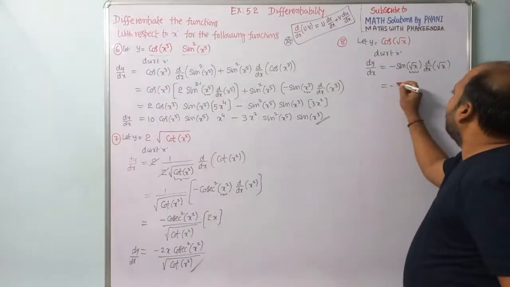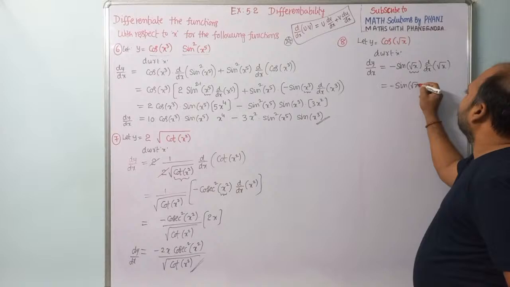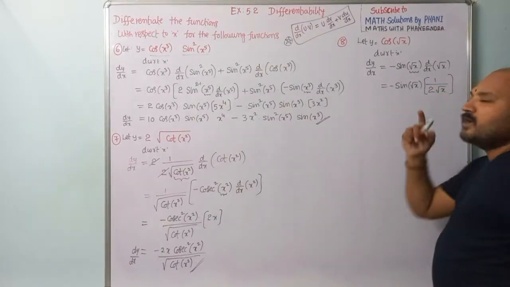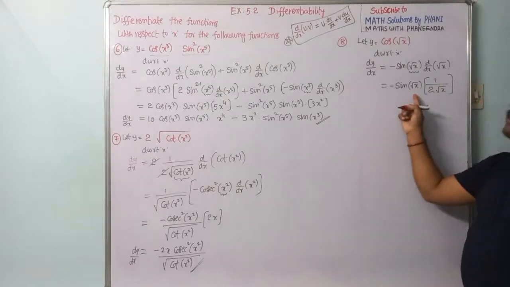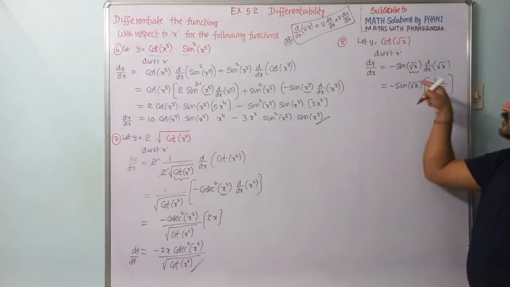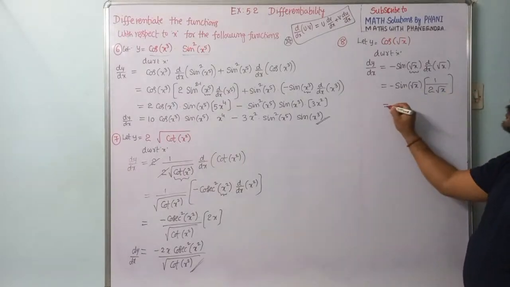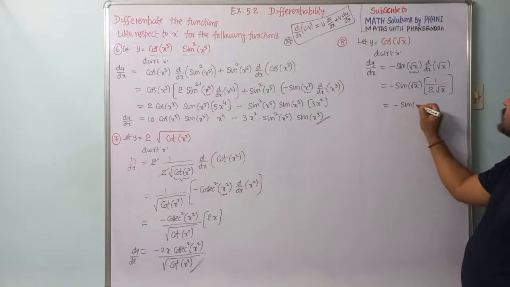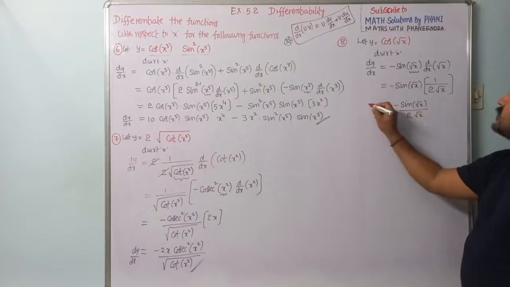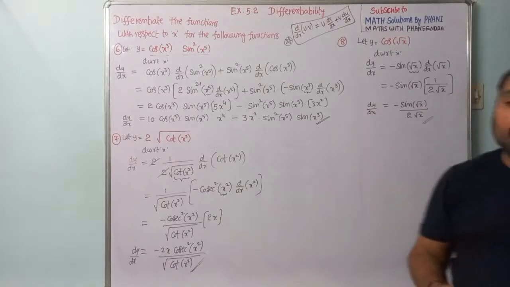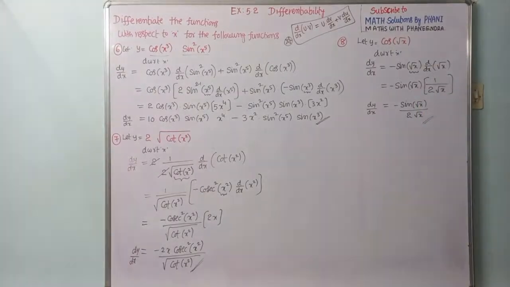So this is equal to minus sin root x, times d by dx of root x, which is 1 by 2 root x. You remember, dear students, don't cancel this root x. Why? Because root x is an algebraic function which is involved in the sine function, and root x is a separate function here. So it is equal to minus sin root x divided by 2 root x. This is the derivative of y equal to cos root x. I hope you understand. We'll move to another 2 questions.